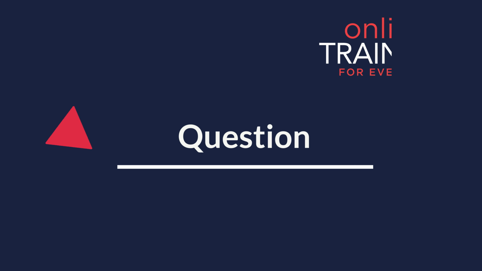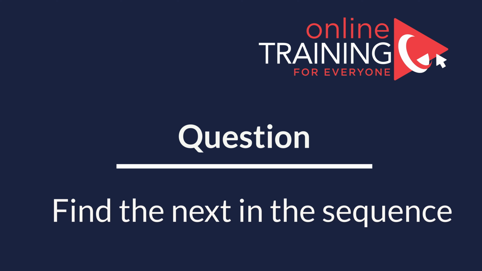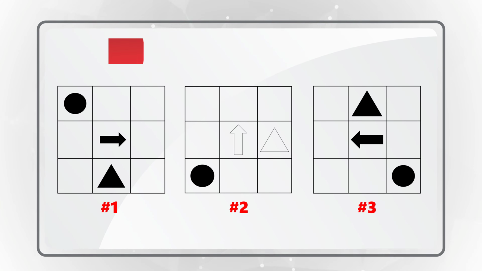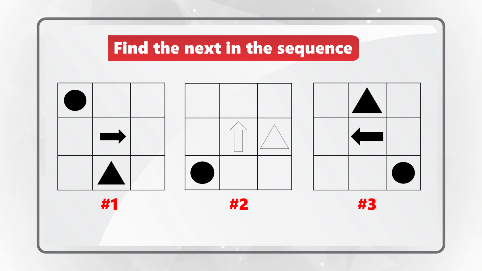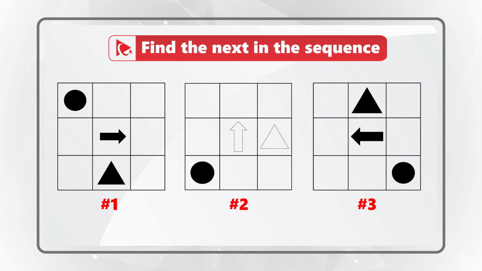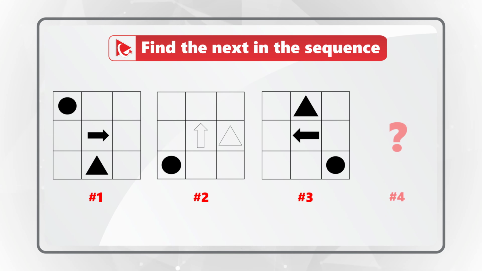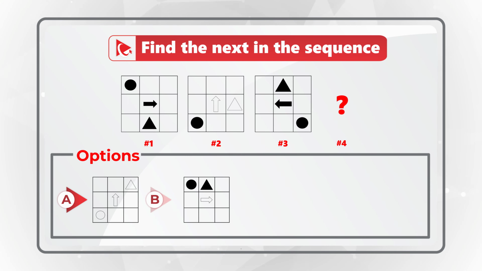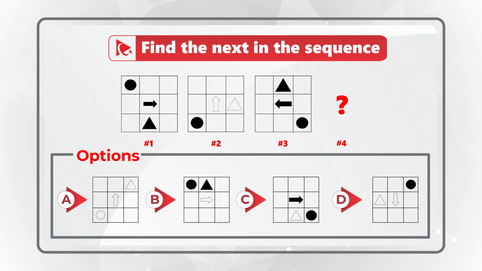Here's an unusual question to test your pattern recognition skills as well as spatial reasoning. You are presented with a 3x3 matrix which has shapes inside, and you need to find the next 3x3 matrix in the sequence. You're presented with 4 different choices, choices A, B, C, and D. Take a close look to see if you can come up with the solution.